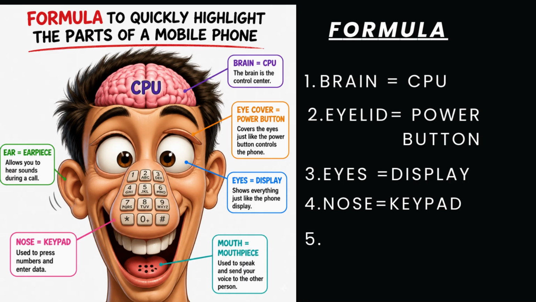Number 5. The ears are the earpiece. Now touch your ears. Your ears help you hear sounds. Likewise, the earpiece lets you hear the person speaking during a phone call. Without the earpiece, you wouldn't hear the caller.